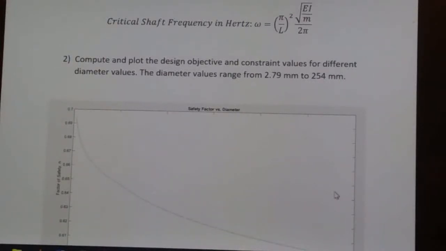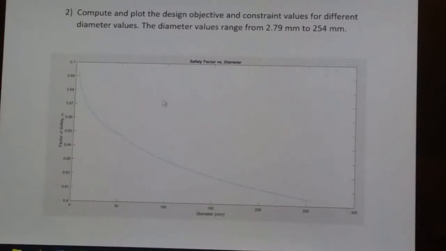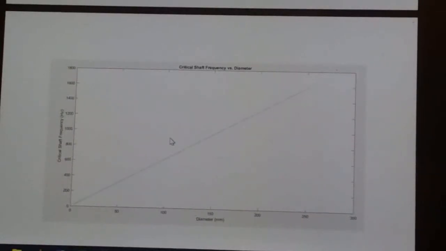After those values were calculated, we were able to plot the graph for the safety factor versus diameter. It's important to note that the safety factor is highest at the smallest diameter. If you can see right here, there's a small blip in the plot, and I'll explain that later when I reference the MATLAB codes. Next we have the shaft frequency versus diameter plot, which basically shows that as the critical frequency gets higher, the shaft diameter has to get larger in order to compensate for the forces that are added on the shaft as it rotates.